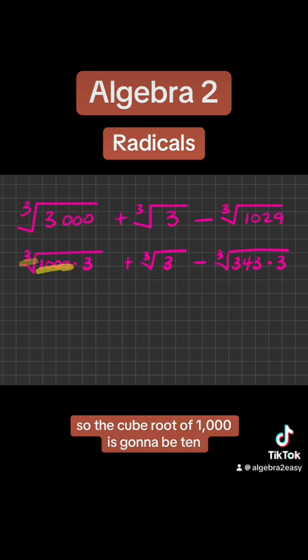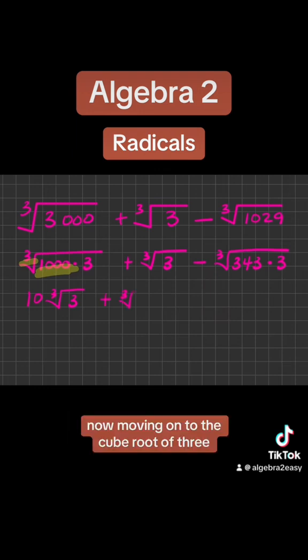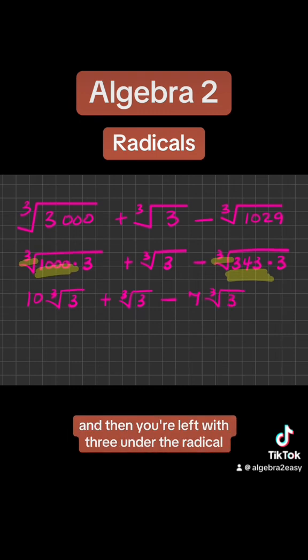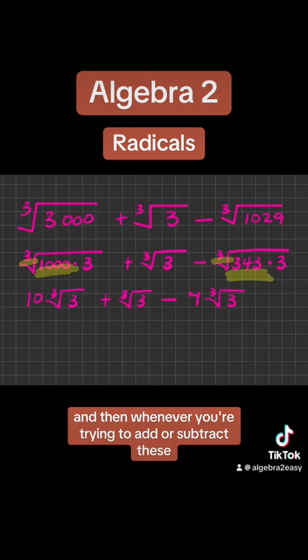it. So the cube root of 1,000 is going to be 10. And then you're going to be left with a 3 under the radical. Now moving on to the cube root of 3, we already said that's fully simplified. So moving on to the last term. So if we take the cube root of 343, 7 is going to come out, and then you're left with 3 under the radical.